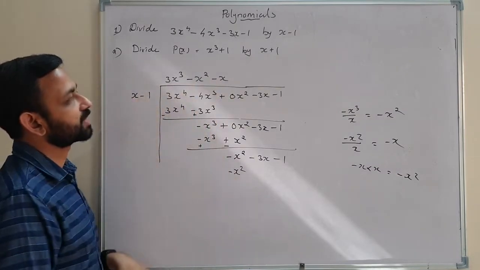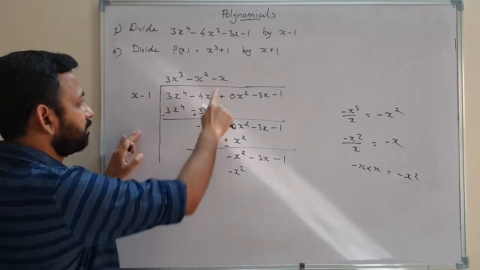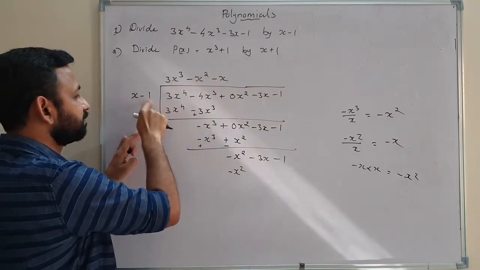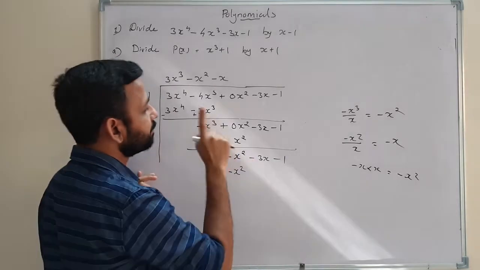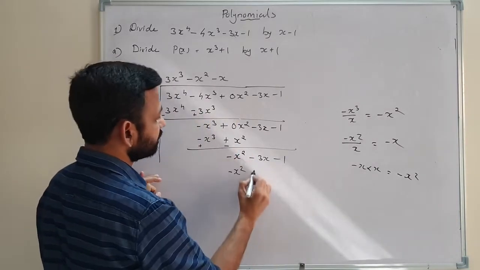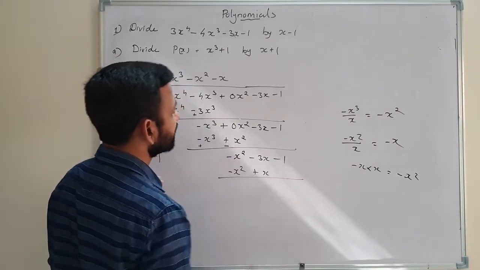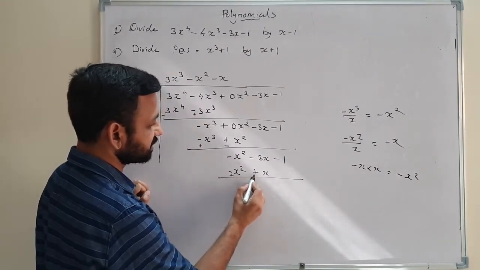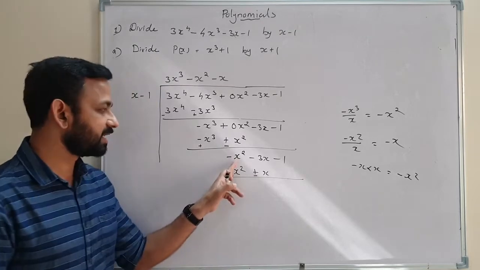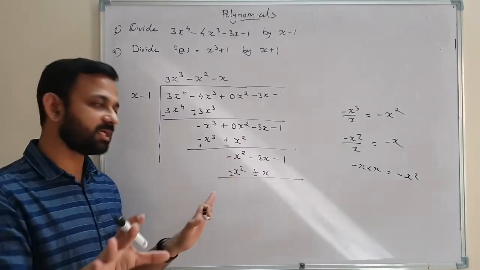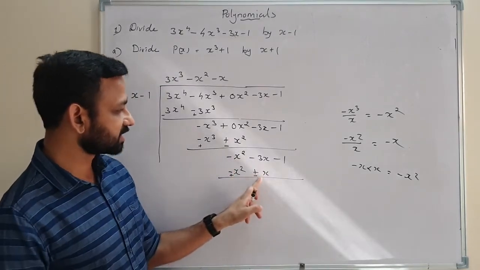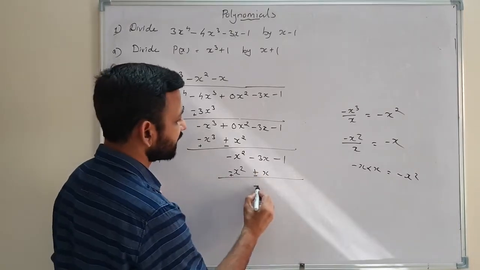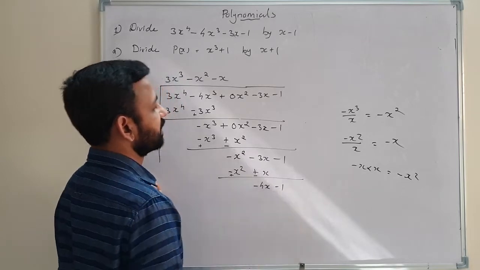Then minus x into the second term, minus x into minus 1. Minus into minus plus. So plus x we will get below the x term. Then again we keep the opposite sign: minus sign becomes plus, plus sign becomes minus. Then minus x square plus x square cancel, 0. Minus 3x minus x, or minus 3x minus 1x, that is minus 4x minus 1.